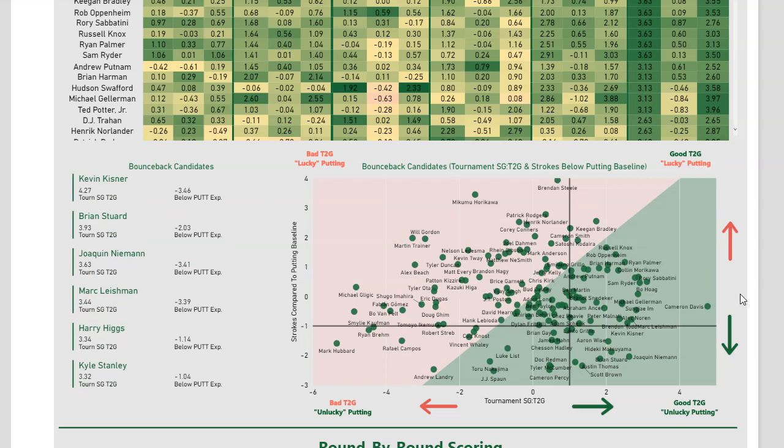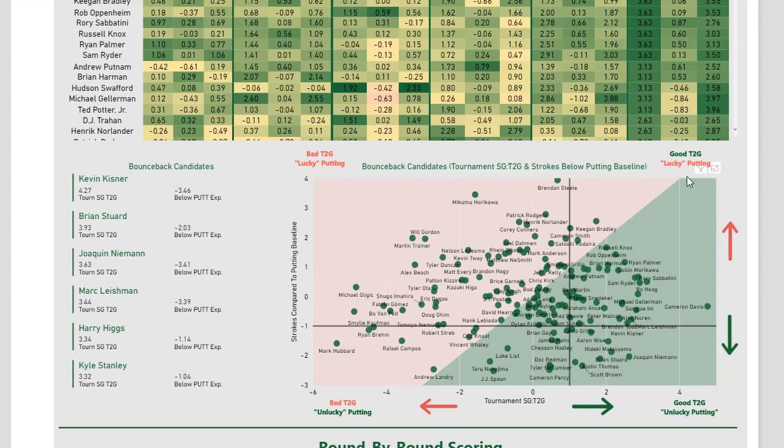But then what I wanted to also do was create a visual for this. And I tried my best on this, where I broke the entire field down into quadrants. Across the x-axis down here at the bottom, I have the current tournament's strokes gained tee to green. Left is losing strokes, right is gaining strokes. Then up the y-axis, I have how many strokes that golfer is gaining or losing to their putting baseline, not for the week, but their week compared to what they would normally do.